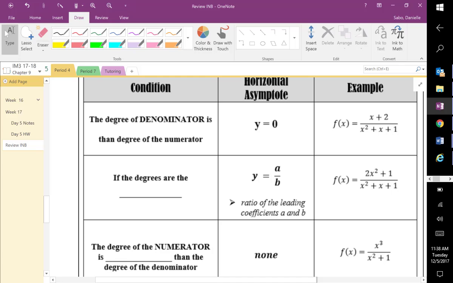When the degree of the denominator, I'm just going to highlight it with one of the colors I have. It doesn't really matter which one. When the degree of the denominator is larger or bigger, either one. Do you like larger or bigger better?